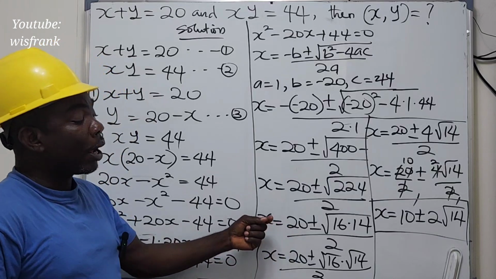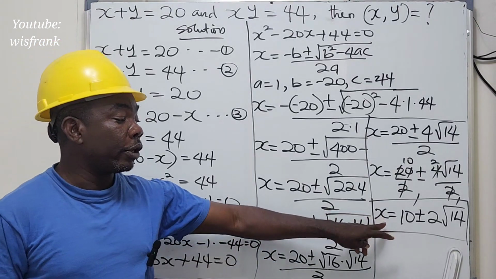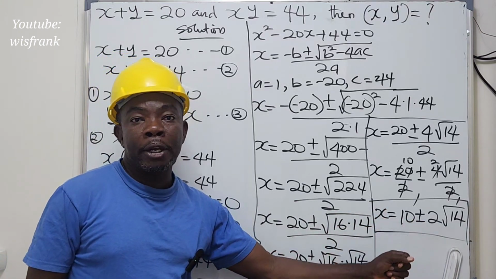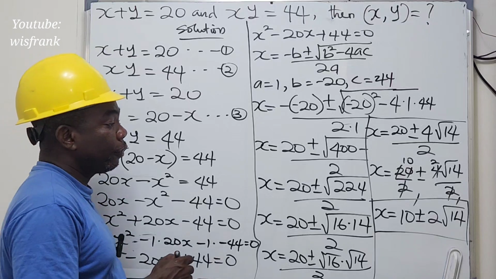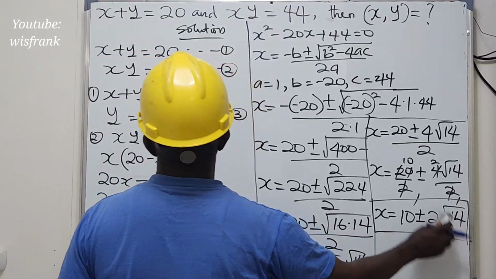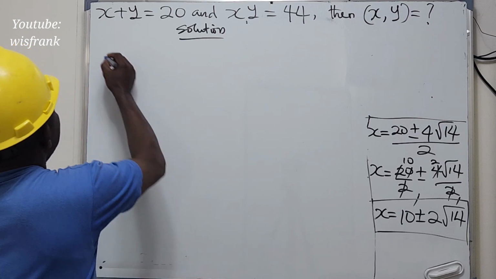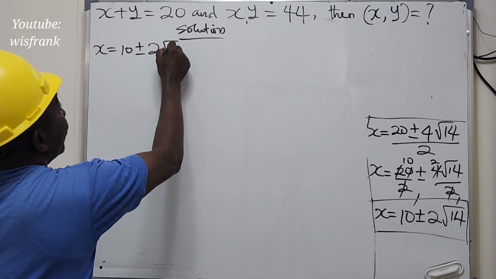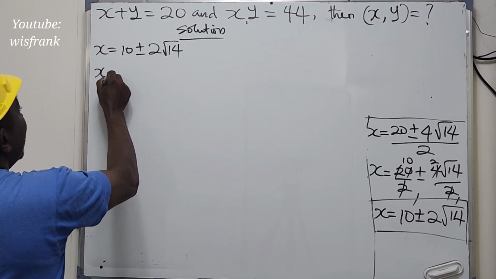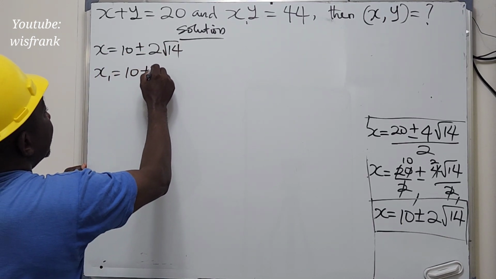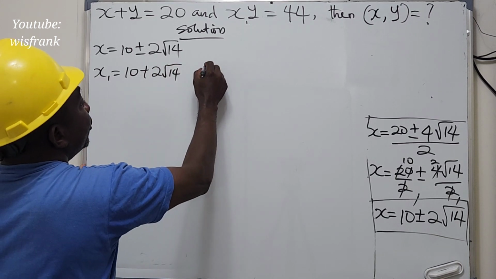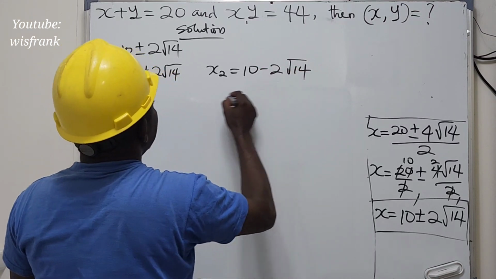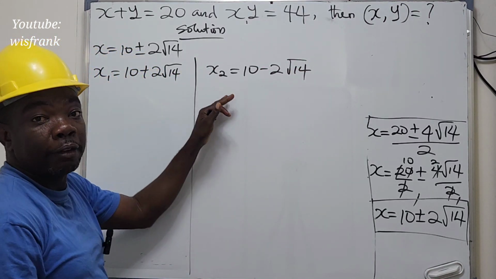From that, we are going to find the value of y from this equation. But in this situation, our x has two solutions because it involves plus or minus. So we are going to look at how we are going to look for the value of y from this expression. Before we do that, we need to clean this. From here, we've seen that x equals 10 plus or minus 2 root 14. So our x1 will be equal to 10 plus 2 root 14, and also our x2 will be equal to 10 minus 2 root 14. So let us see how we are going to find the value of y.